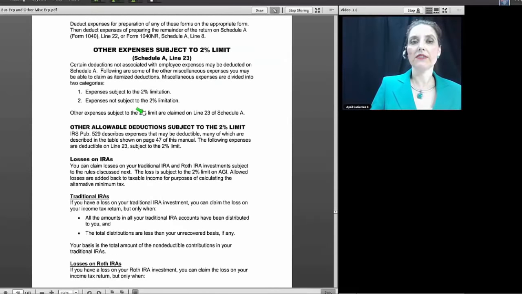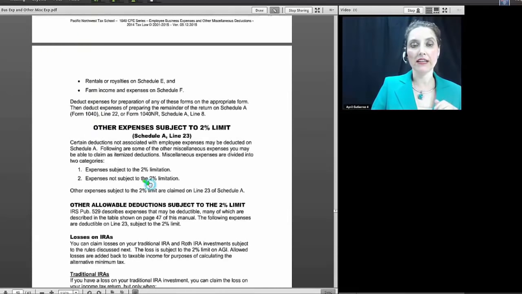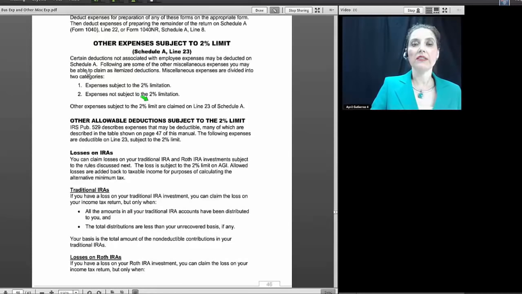Other expenses that are subject to the 2% limit. So we've passed line 22 now, and we're looking at line 23. What are some of the deductions subject to the 2% limit that you can claim that we've not already talked about up here on line 21? So that's the next topic: other expenses that are subject to the 2% limit.